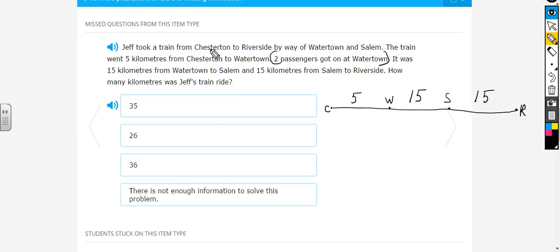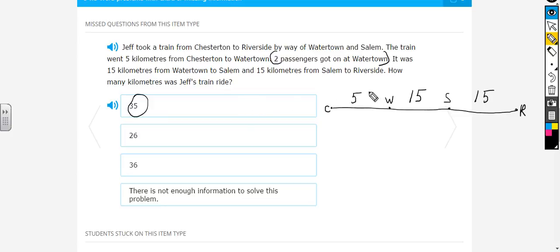Well, he was going from Chesterton to Riverside, so he was going all the way. So really, we just need to add up these numbers. Okay, so we've got 15 plus 15 is 30, plus 5 is 35. Okay, so the answer is 35. It's this one here. All right.